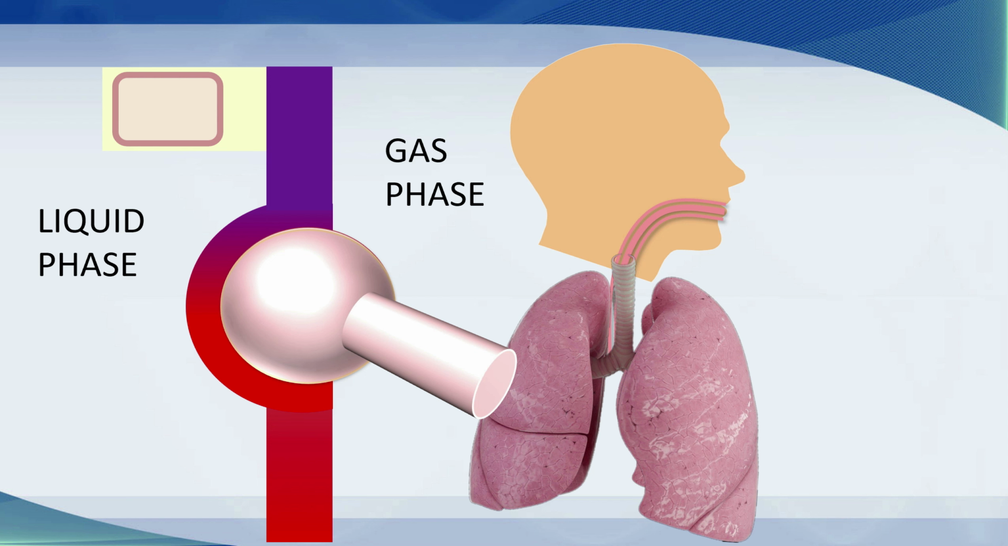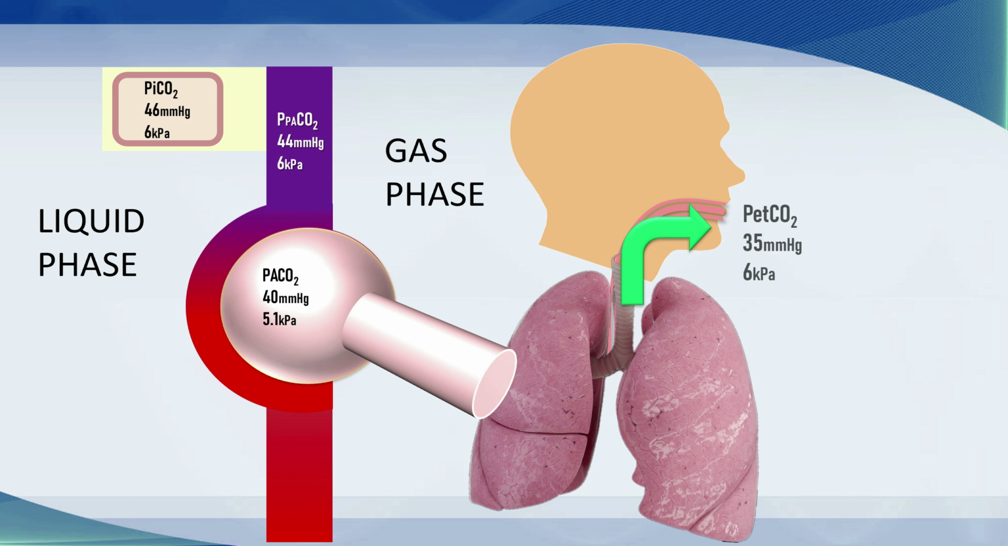If you're looking at the numbers here, roughly, and these are just estimates, the partial pressure of CO2 intracellularly is about 46 millimeters of mercury, or 6 kilopascals. It's about 44 millimeters of mercury in the pulmonary artery and pulmonary capillaries. That's 6 kilopascals. In the alveoli, it equalizes with the arterial blood, so it's about 40 millimeters of mercury, or 5.1 kilopascals. End tidally, that's at end exhalation, it's about 35 millimeters of mercury or 6 kilopascals, and in the arterial blood it's again 40 millimeters of mercury or 5 kilopascals.